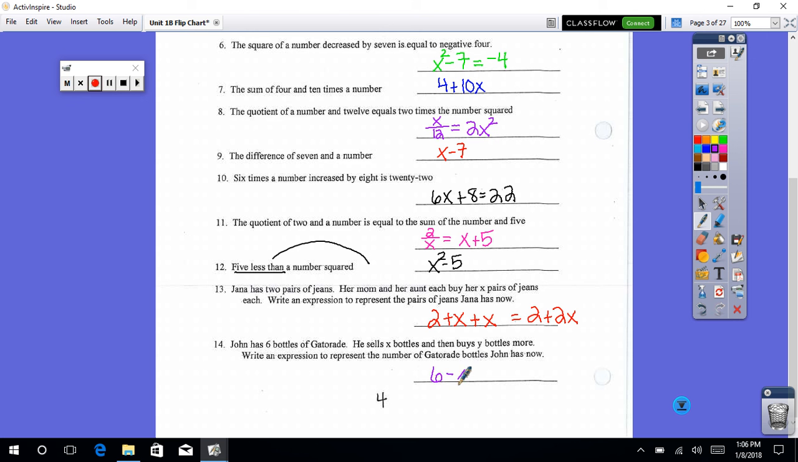He sells X. I'm going to put that in parentheses just so I can get that number before I add however many more that he buys. Okay, so he had 6. He sold X number. And then later on, he added 4 more, or added Y more, sorry.